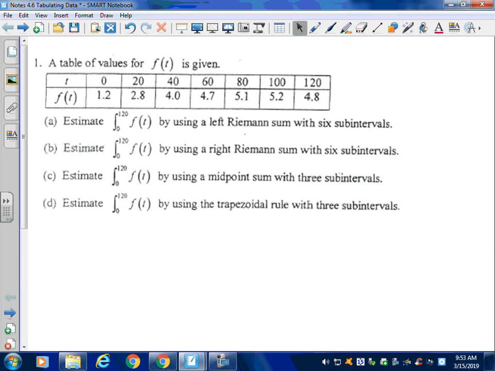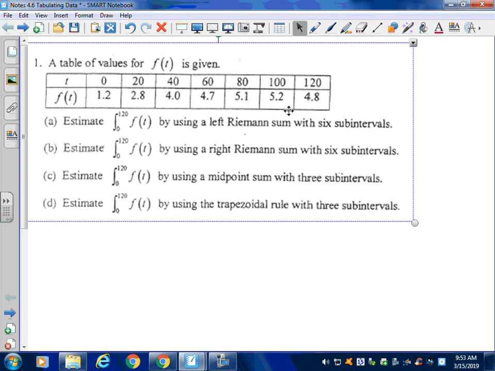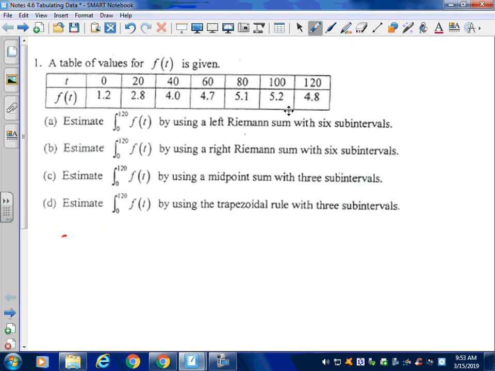How many different sets of intervals across the table could I make? 6, because I go 1, 2, 3, 4, 5, 6. Does everybody see that? You have to come up with the n yourself. They don't tell you the rectangles. They don't tell you how many rectangles you have. So you just count how many sets of 2s there would be, and that'll be your n. So we now know that in part A, n is equal to 6.